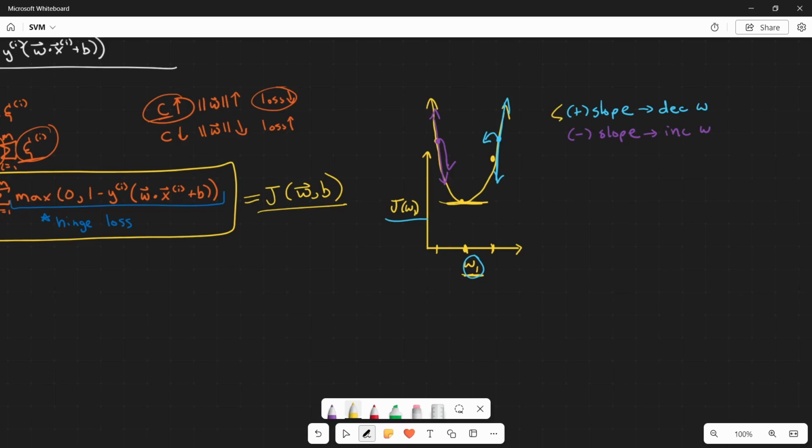And if we wanted to combine these two into a single line, we could say we want to set w equal to itself minus the slope. So again, if this slope was positive, then we want to decrease w. And if this slope is negative, then we want to increase w.